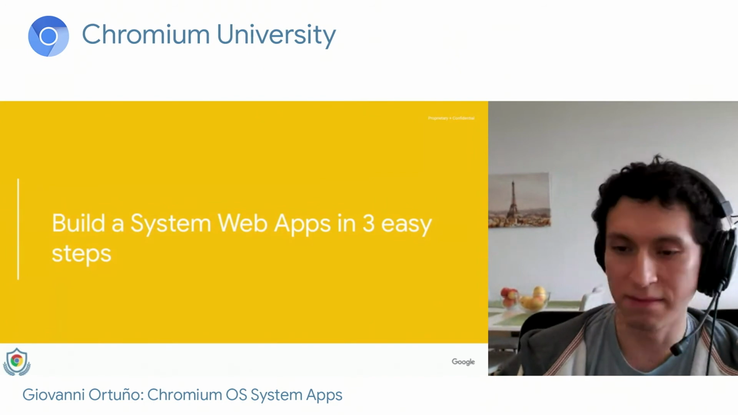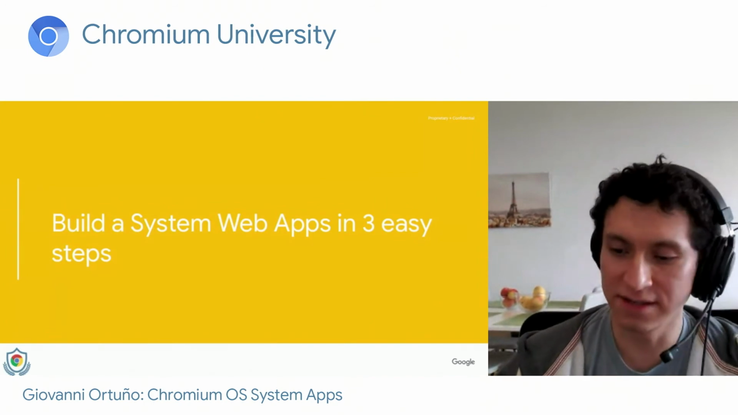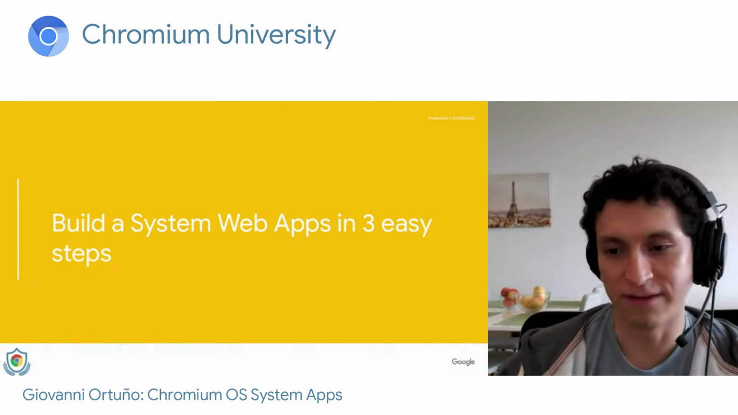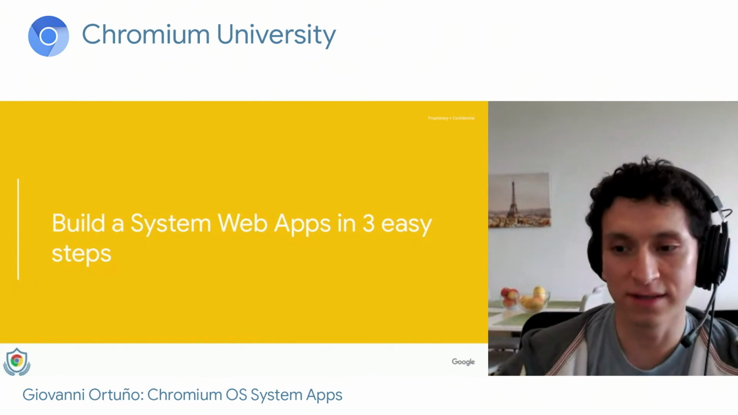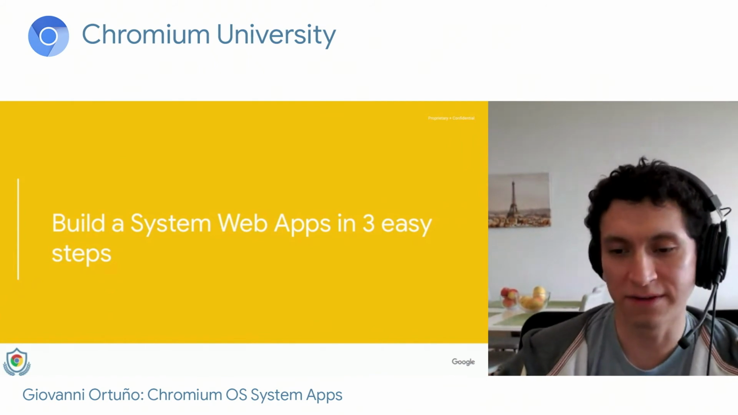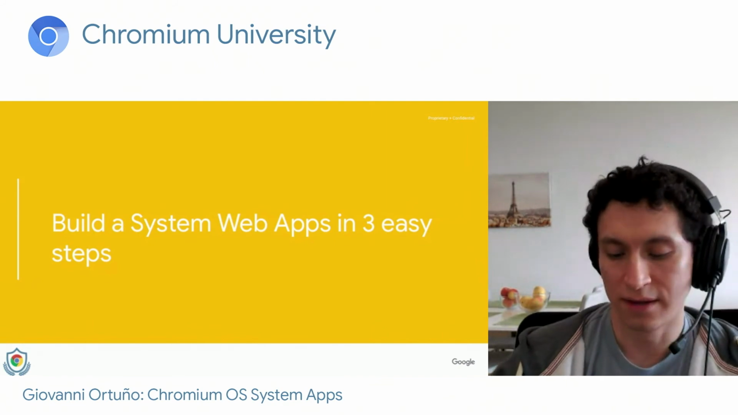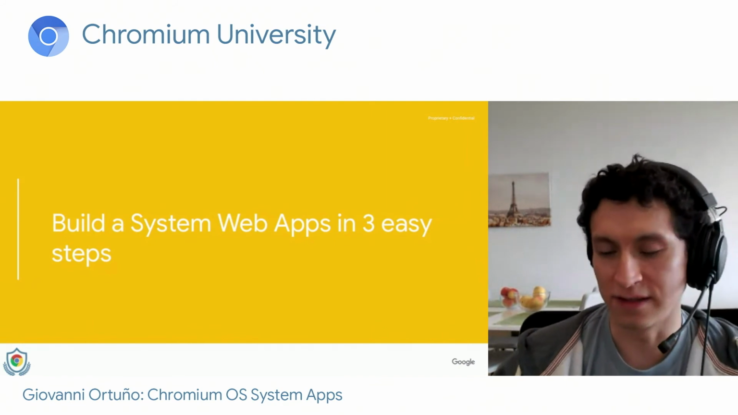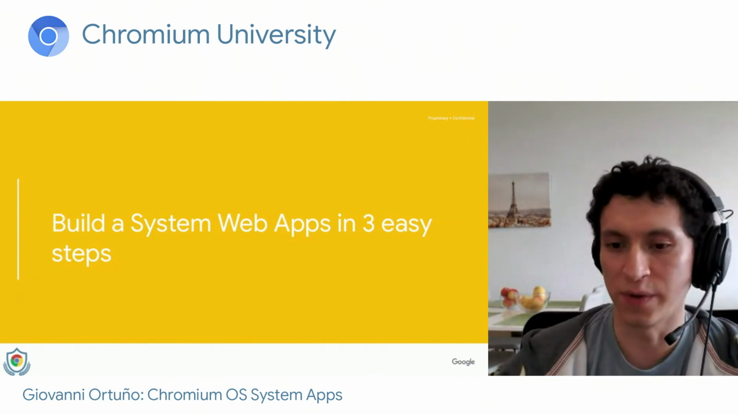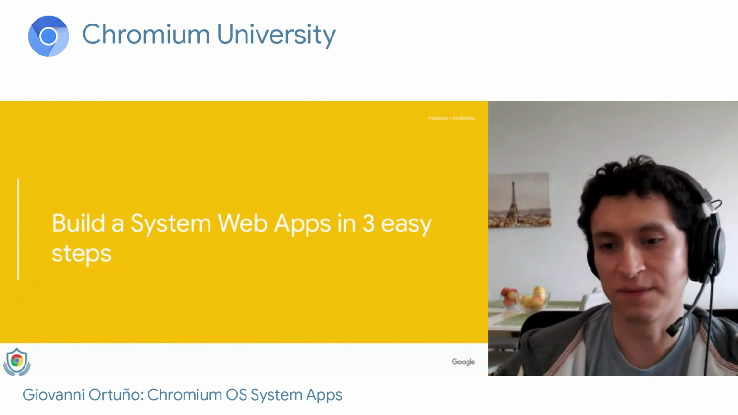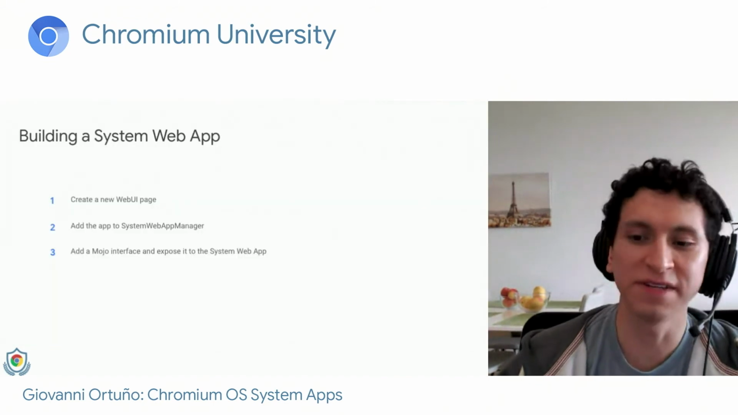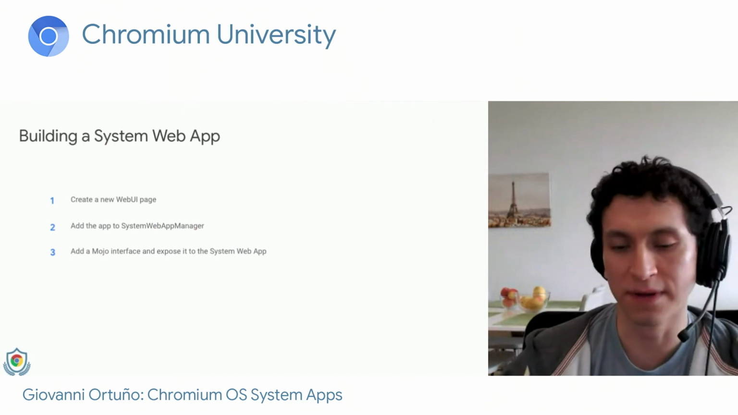Yeah, so that's mainly it for the parts of the system web app. So we'll just go quickly over how to actually build a system web app. This is a very high level view of how to build a system web app. But there are links in the presentation. I think we'll be publishing the presentations later, where you can see in more detail the CLs that actually implement these things. So there are basically three steps for building a system web app.